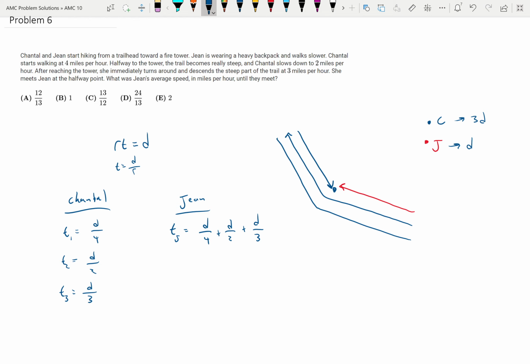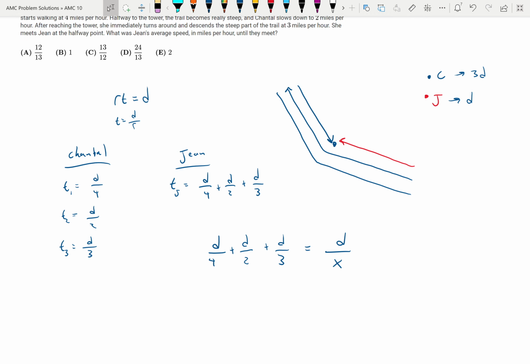And so in the end we want to find Jean's rate. So it's going to be true that D over 4 plus D over 2 plus D over 3, so that's one way of writing Jean's time, is going to be equal to D, which is the distance that Jean went, over x, so some rate that she went.